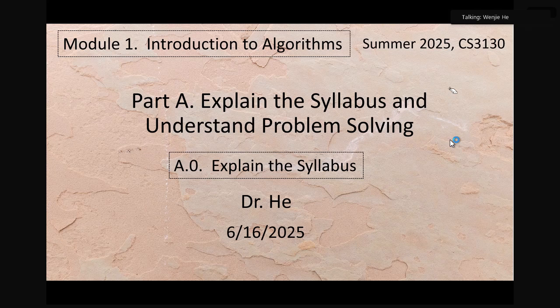Of part A. So module 1, we will have 4 parts, part A, B, C, D. So today, part A, explain the syllabus and understand problem solving. Let me explain the main items of the syllabus. So probably you have seen the syllabus, right? But a lot of things I need to explain.